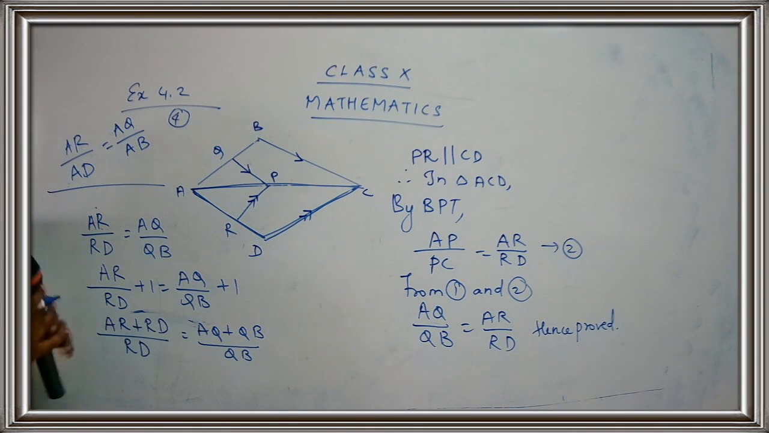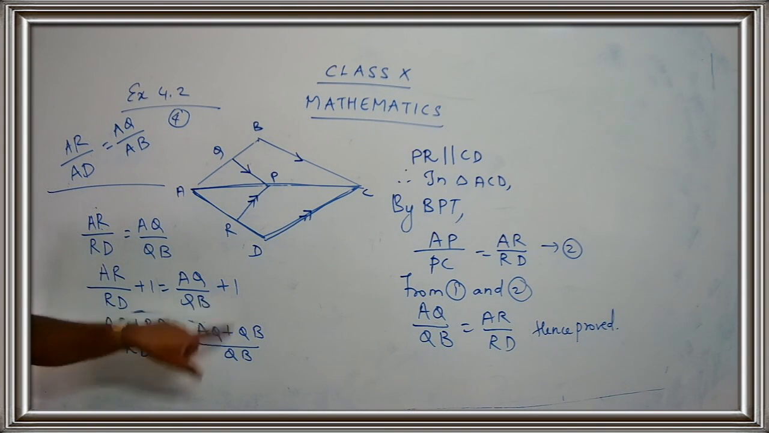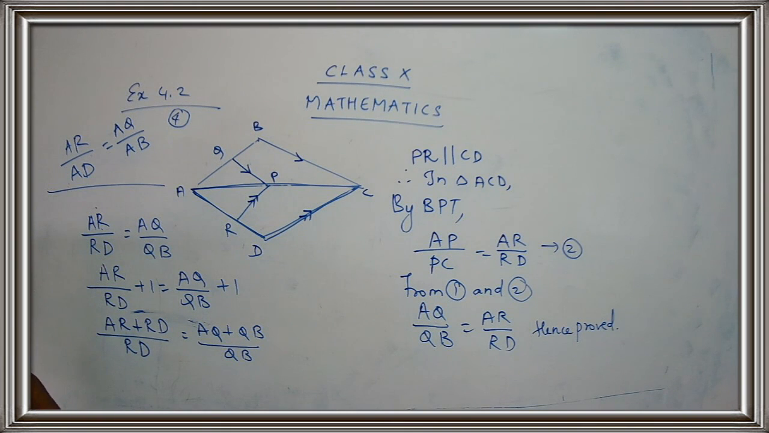Are you clear children with the step? So what we have done, we have proved one part. We have taken the same proved part, and now we are just adding 1 to it. When I add 1 to it, you are taking the LCM of it. So what is the LCM you get? AR, RD into 1, RD. So AR plus RD upon RD is equal to AQ plus QB upon QB. Getting my point? AR plus RD upon RD is equal to AQ plus QB upon QB.